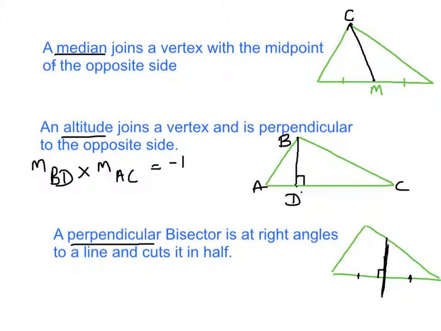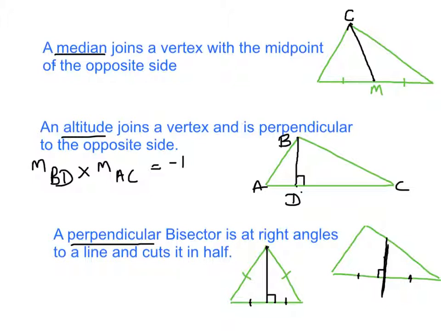And of course, if you have an isosceles triangle, let's just draw one. If you drew a line from here straight down, it's in fact almost all three. It's a median because it cuts this in half. It's perpendicular and it is at right angles, a perpendicular bisector. It's also an altitude because it is from the vertex and it's perpendicular.